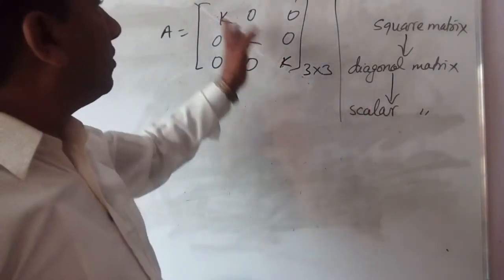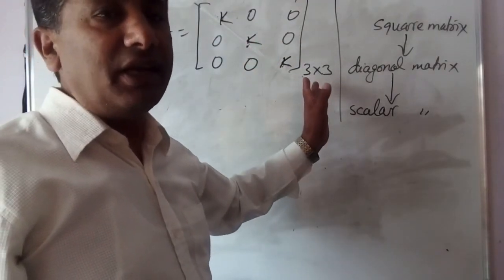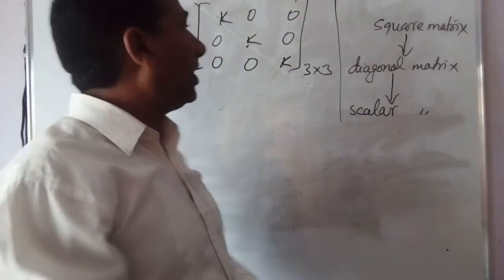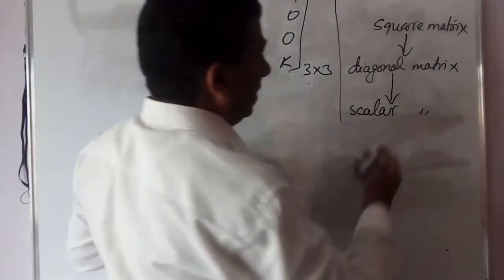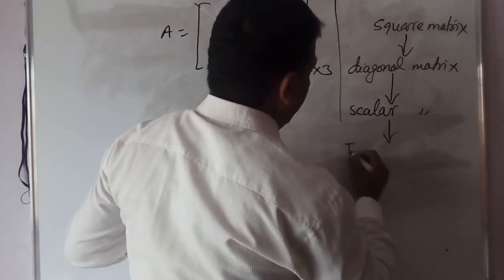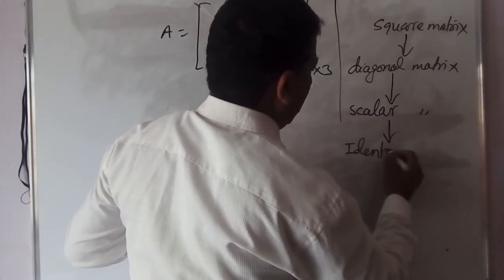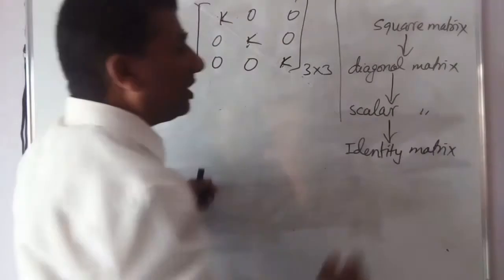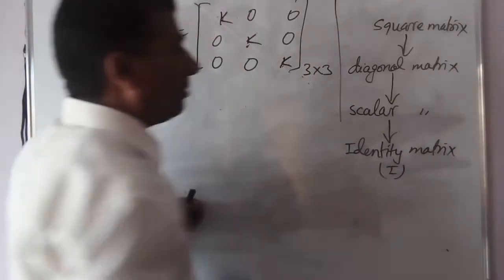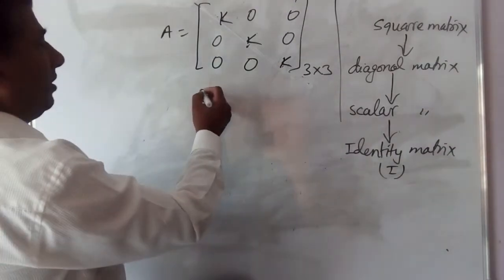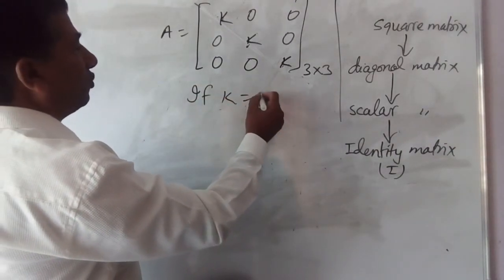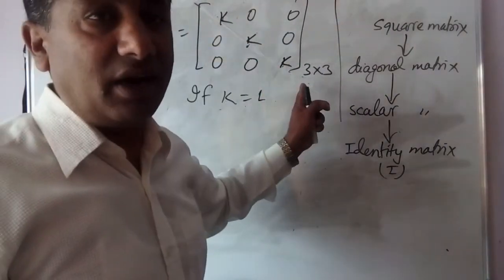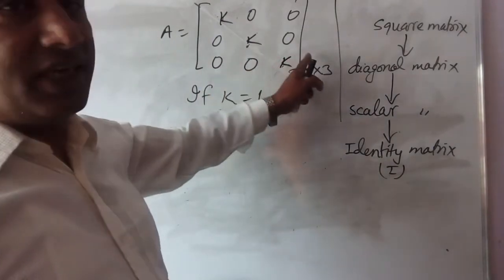In a scalar matrix, diagonal elements should be the same and non-diagonal elements should be 0. Now this is a scalar matrix. Now again after this scalar matrix, we are coming to the identity matrix. This identity matrix, I am talking about the multiplicative identity matrix. If k equals 1, in place of this scalar matrix, if the value of k is 1 unit, then this matrix is known as the identity matrix.